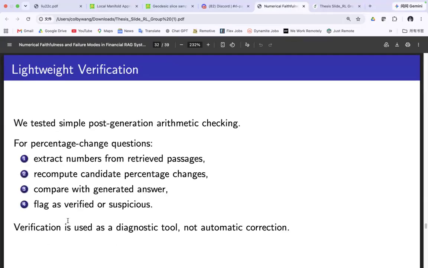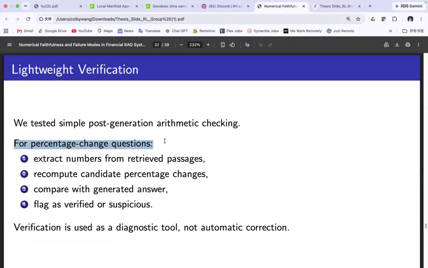And finally, we'll do some simple, lightweight verification. This is a way to check the answer post hoc, before we even return the answer to the user, and try to flag suspicious answers. So this is a very simple case. Basically, we only talk about percentage change questions.